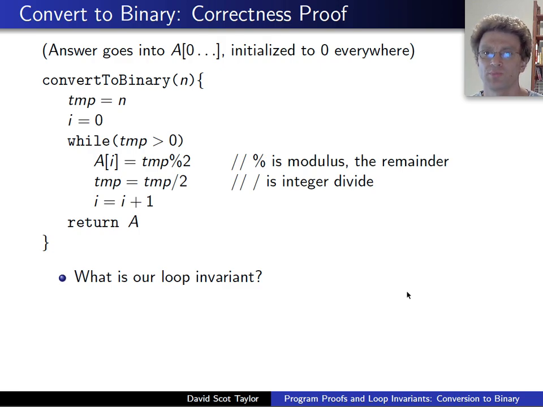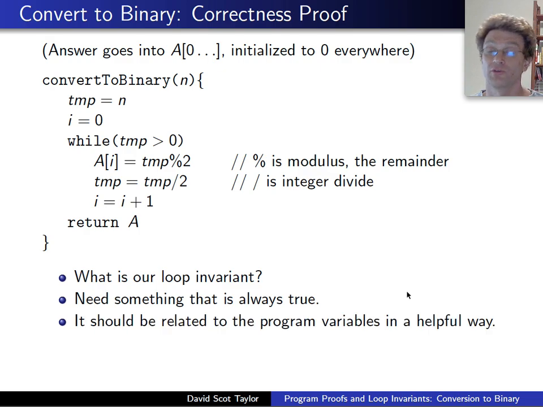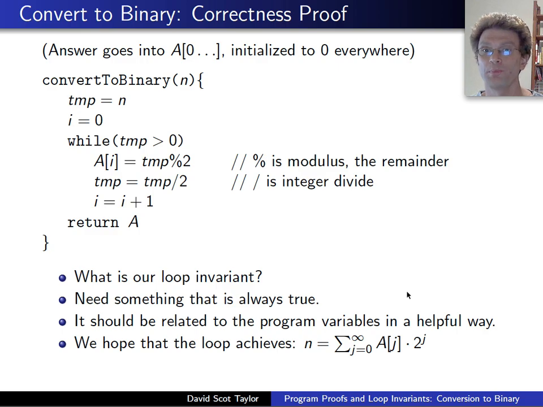Okay, so now we step back to our program. And we say, what is the loop invariant here? What are we looking for in a loop invariant? Well, we're looking for something that's true every time we go through the loop. We're looking for something that's related to the program variables. An arbitrary true statement that has nothing to do with the program isn't going to help us very much. And finally, we're hoping that by having this loop invariant be true every time through the loop, we achieve setting our array A to be the binary representation of n. Okay? So that's what we're looking for here.